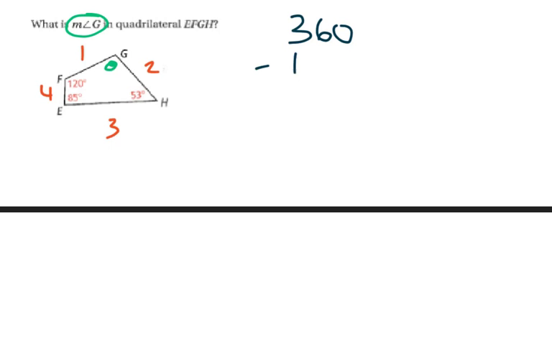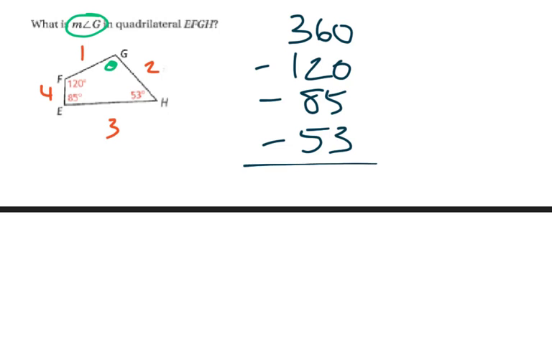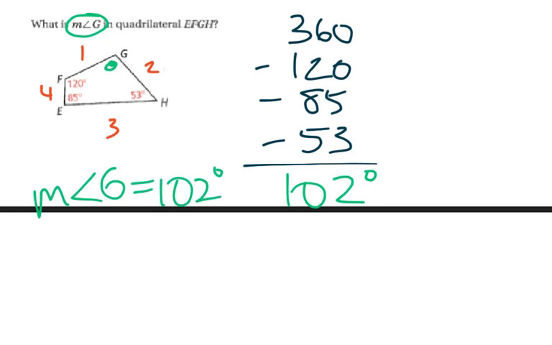360 minus 120 minus 85 minus 53. And whatever that is, that has to be the missing piece. So in your calculator, put 360 minus 120 minus 85 minus 53, hit enter, and you should get 102 degrees. And that has to be the measure of angle G. So you could even write it, the measure of angle G is 102 degrees.